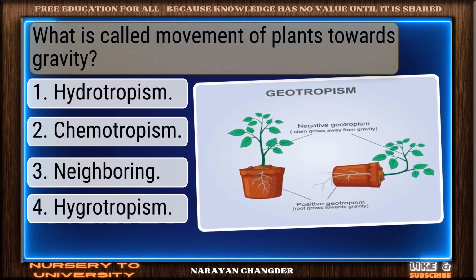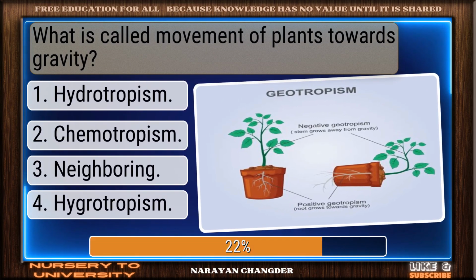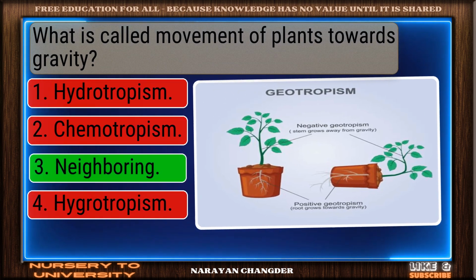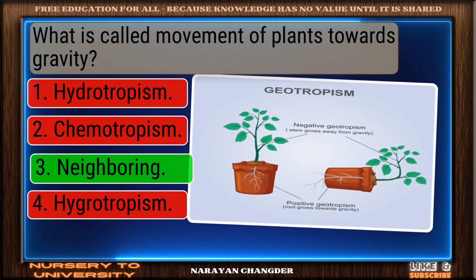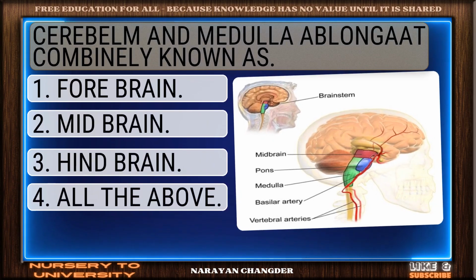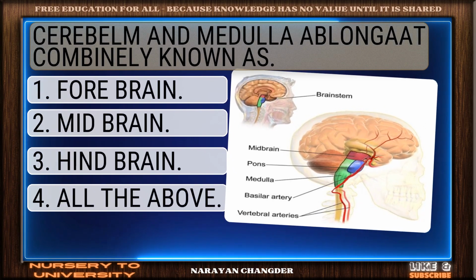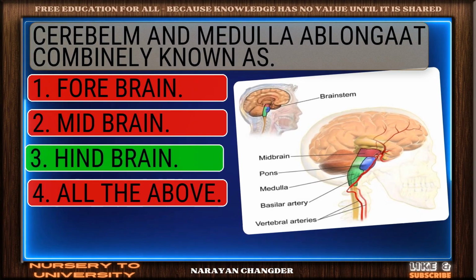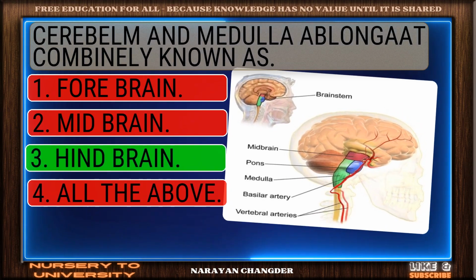What is called movement of plants towards gravity? Excellent choice. Geotropism is right. Cerebellum and medulla oblongata combinedly known as. Right choice. Hindbrain is best.